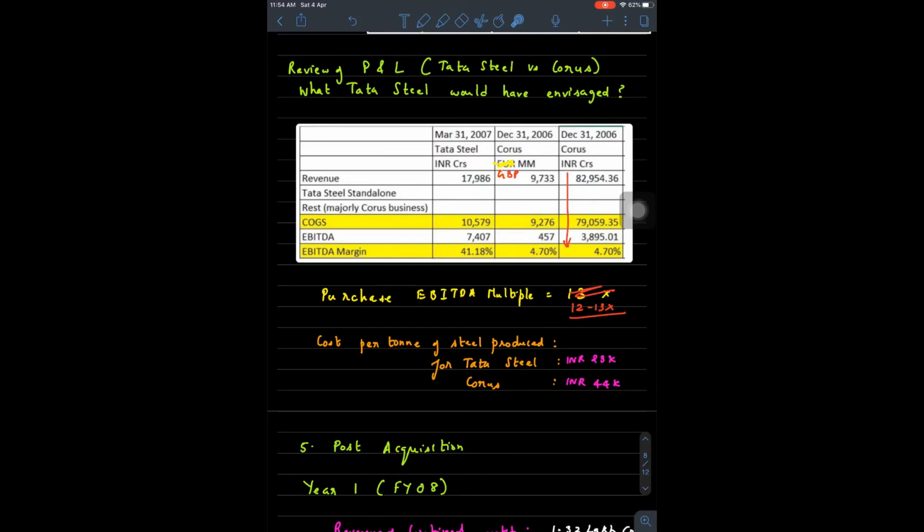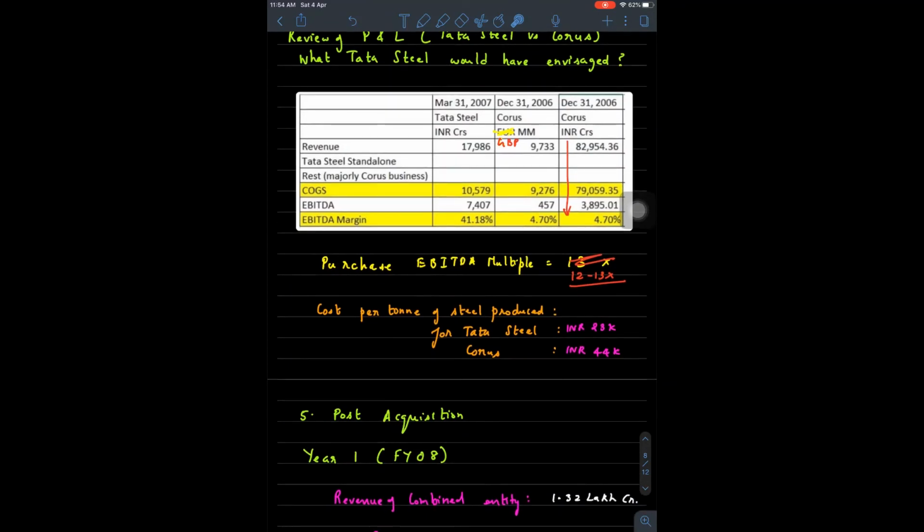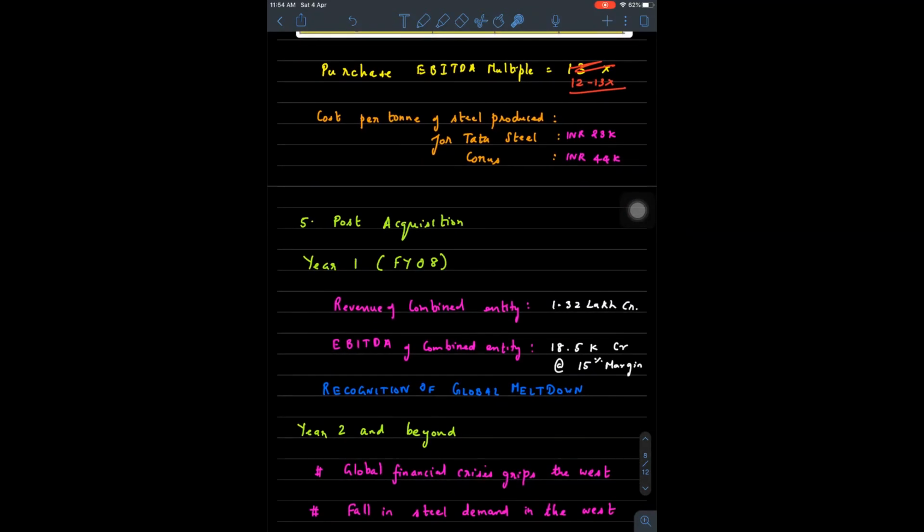The purchase EBITDA multiple for this transaction for Tata's was 12 to 13x, which was definitely on the higher side. But what Tata's looked at was, if they could come in and improve the margin of the company, make it say 10%, 15%, immediately the EBITDA multiple would fall by a factor of 2. It could become a 6x, 7x transaction, which would suddenly look like a very cheap transaction.